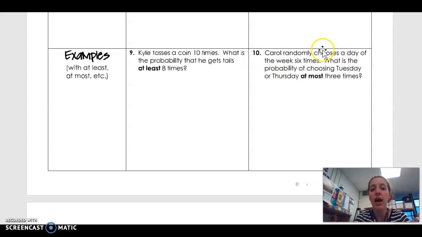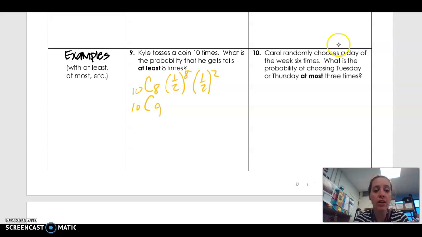So I'm going to actually do all of those things separately. So I've got my 10C8 and my success, and we're tossing a coin, so it would be 1/2 to the 8th times 1/2 to the 2nd. And then I would also have to look at, well, if I got it exactly 9 times, this is 1/2 to the 9th and 1/2 to the 1st. And what happens if I would get it all 10 times?